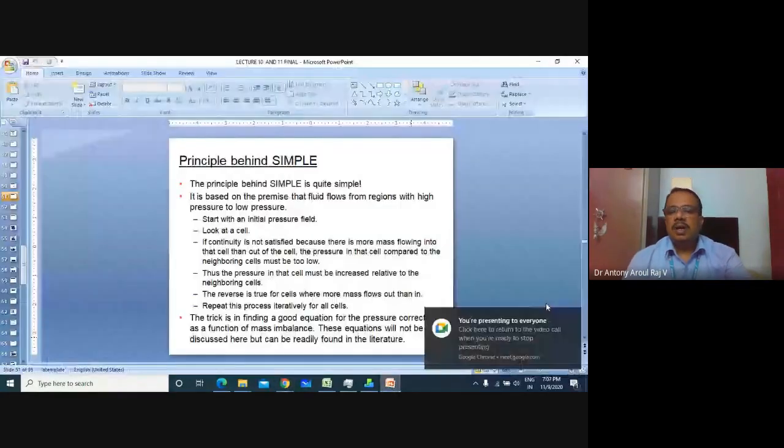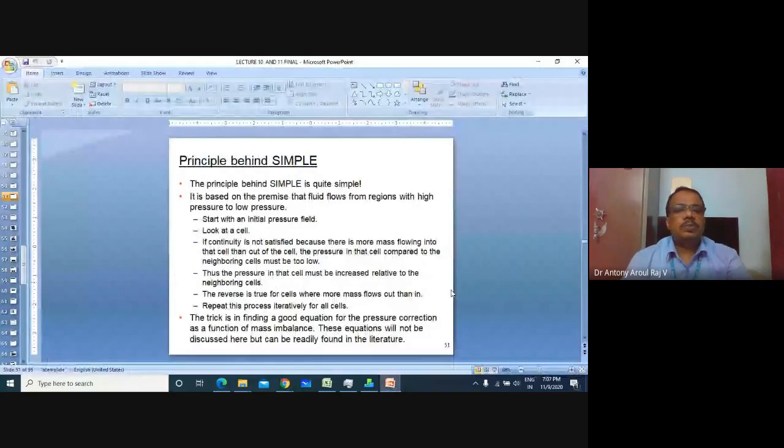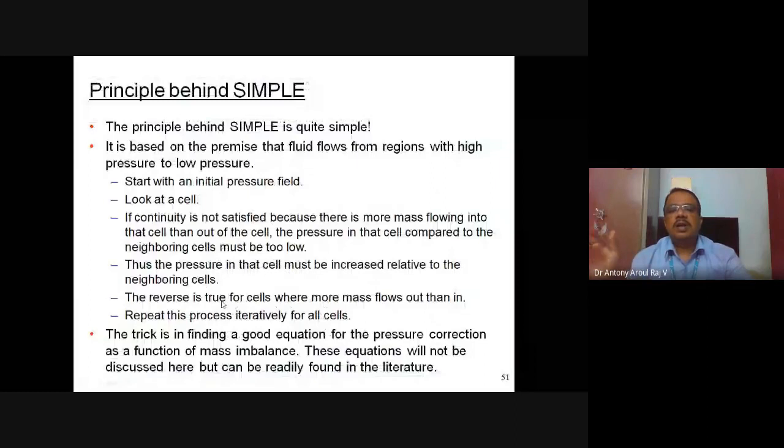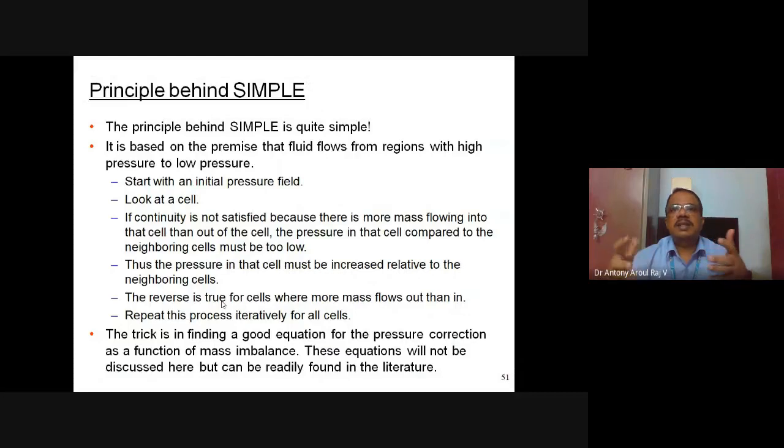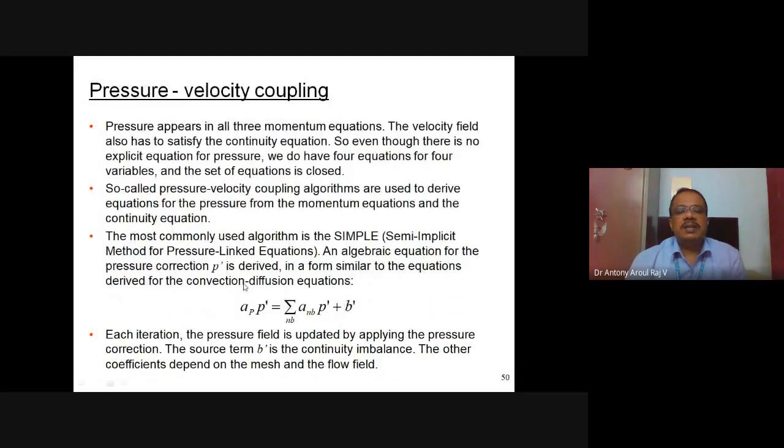So that is how it's happening. If flow is more, pressure is reduced compared to other cells. Similarly, if flow is less, pressure is increased compared to other cells. So that is the simple principle behind the SIMPLE algorithm. So how is it done? It is done by the pressure correction equation.